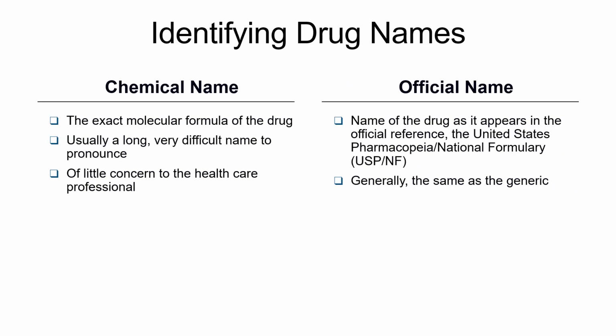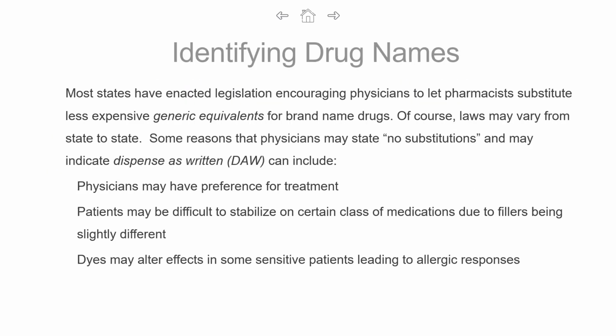Now, breaking it down a little bit further, and this you don't so much need to know, but the chemical name is the exact molecular formula of the drug. It's usually a very long, difficult name to pronounce, and it's often little concern to healthcare professionals. And then there's the official name, and this is the name of the drug as it appears in the official reference, the United States Pharmacopoeia National Formulary. Generally, it is the generic name. So the official name is the generic name. Those would be lowercase, and the trade name would start with a capital letter and usually have an R after it for a registered trademark.